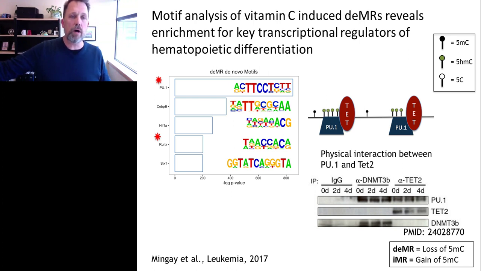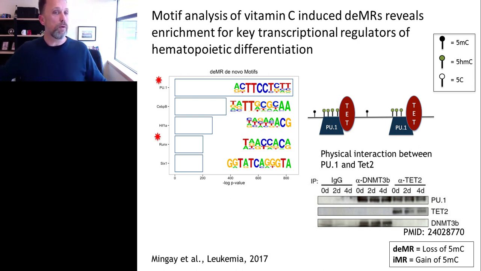And what we saw is that these were highly enriched with motifs that bind transcription factors known to be key transcriptional regulators of hematopoietic differentiation, including PU.1, which is shown at the top on the left panel, and RUNX1.